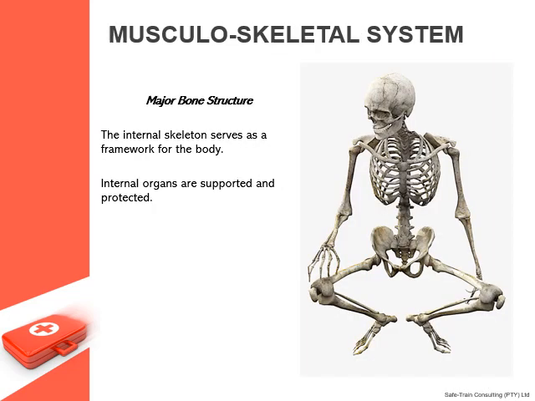Musculoskeletal system. Major bone structure. The internal skeleton serves as a framework for the body. This framework consists of many individual bones and cartilages. There also are bands of fibrous connective tissue, called the ligaments, and the tendons, which are in intimate relationship with the parts of the skeleton. Internal organs are supported and protected by this system.